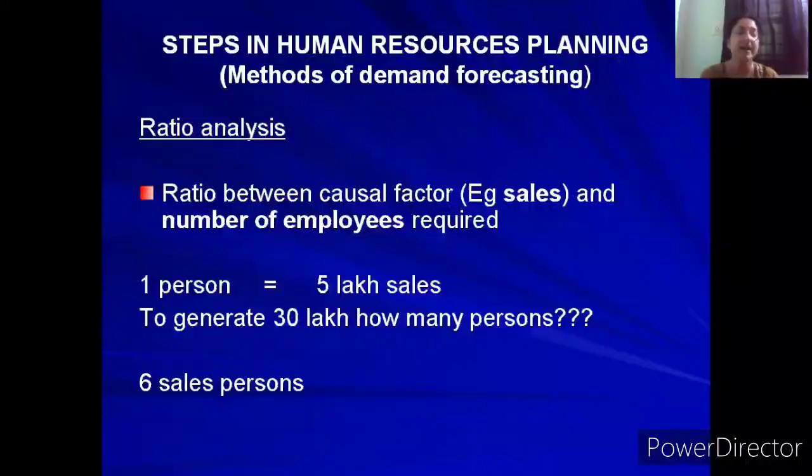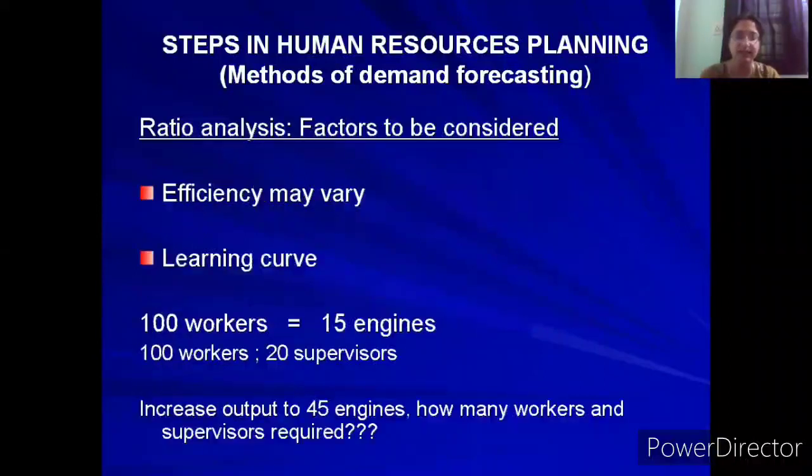But this is where the company has to exercise caution while forecasting the demand. We cannot just immediately say 6 persons. The reason is, of course, quantitatively, if you see, one person generating 5 lakhs means 6 persons will generate 30 lakhs of sales. Quantitatively, it's working out. However, there are some qualitative factors, situational factors, which come into the picture and have to be considered.